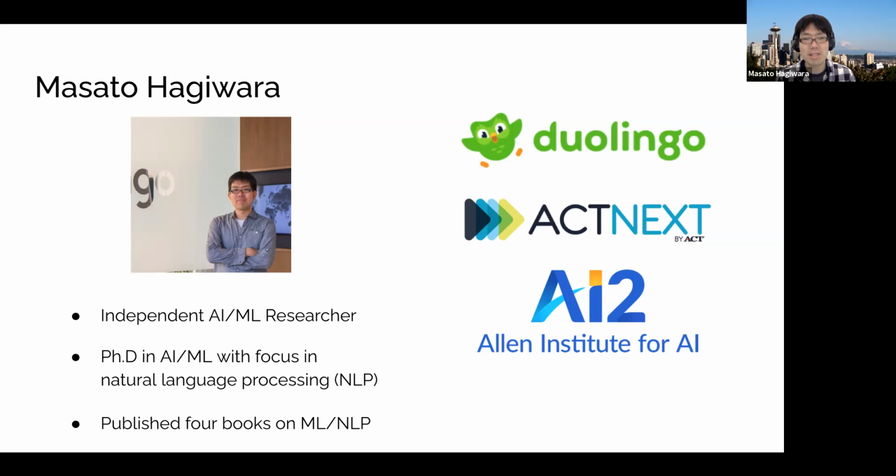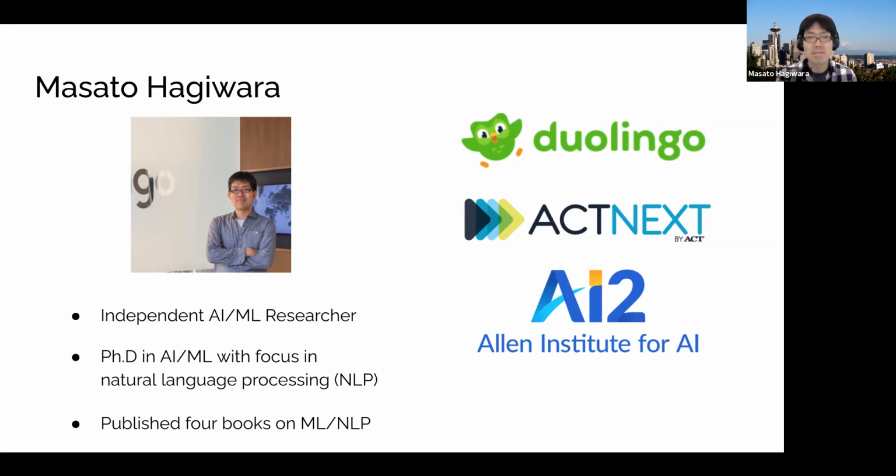So I have a PhD in AI and ML, and my focus has been on natural language processing, or NLP, which is a subfield of artificial intelligence for processing, analyzing, and even generating human languages. I published 4 books on machine learning and also NLP. So if you're interested, I can probably give you a coupon code of some sort.